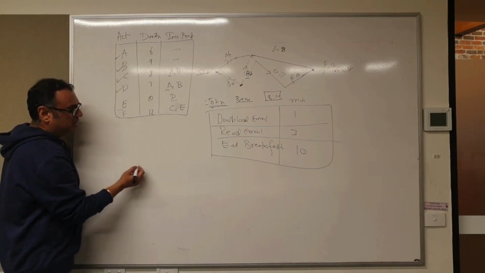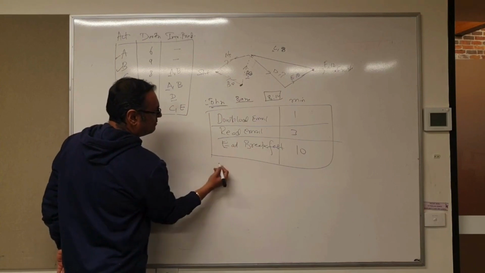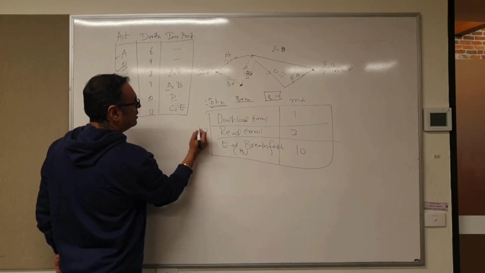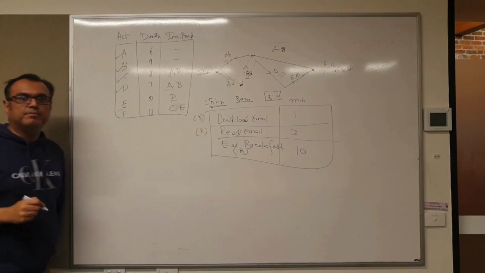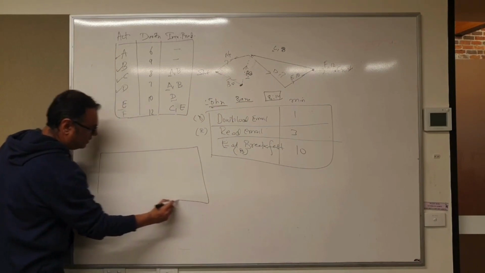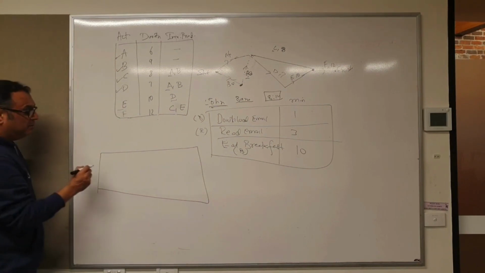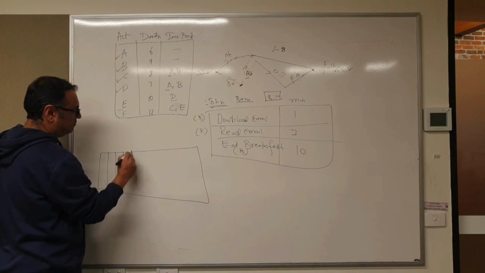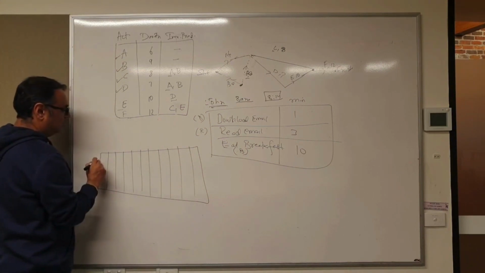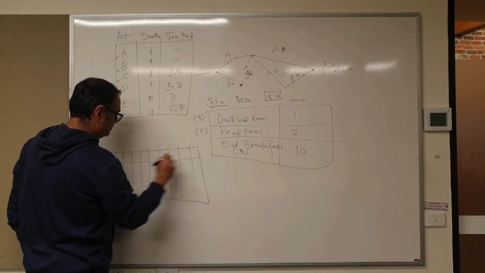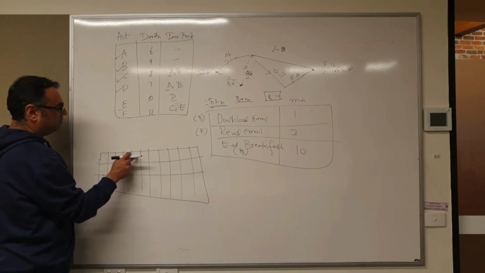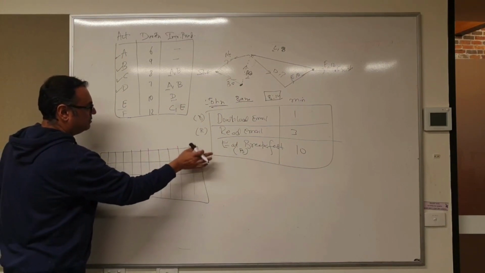Now, is this not possible? Let's say this is breakfast is B, reading email is R, and downloading is D. Understand this, very important. 1, 2, 3, 4, 5, 6, 7, 8, 9, 10.